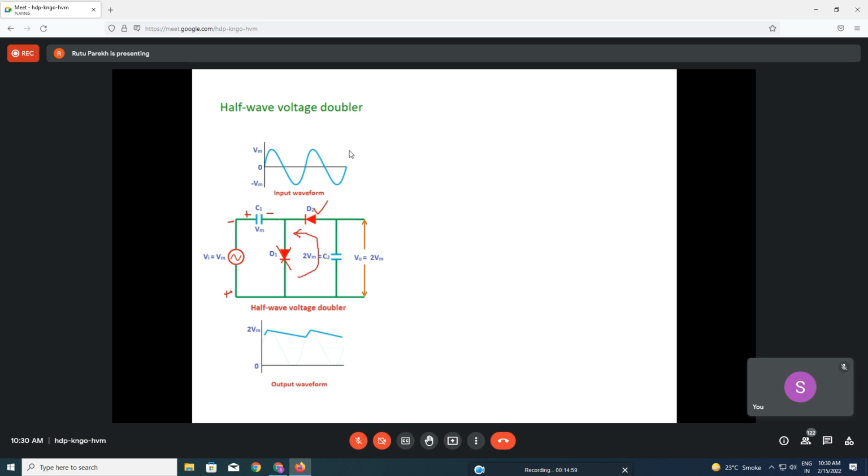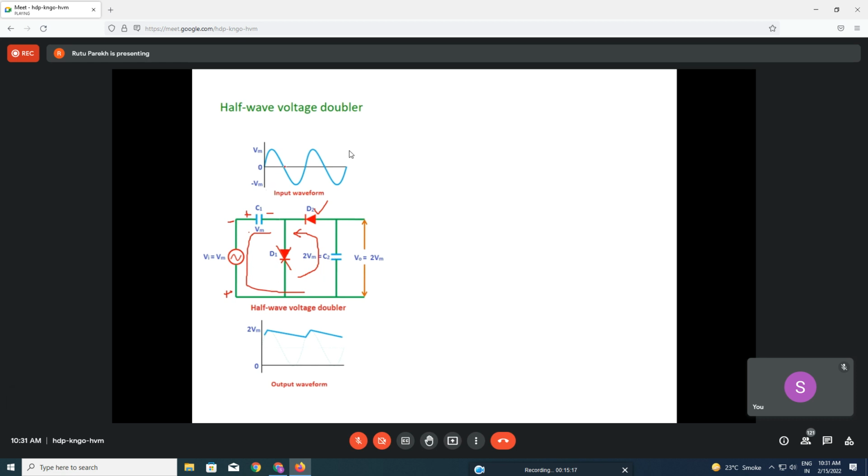The direction of the flow of the current. Electrons flow in the opposite direction; the direction of current flow is this. So if this is the direction of the flow of the current, it will start flowing from here, from all over here, it will flow here. Okay, and now this one is charging. Now how much is it charging?